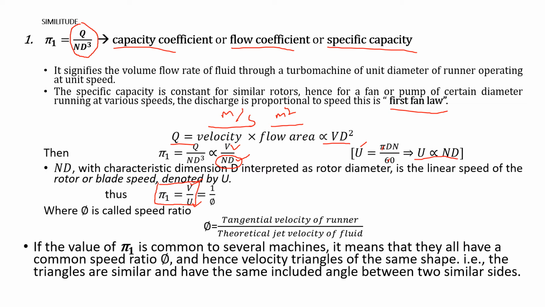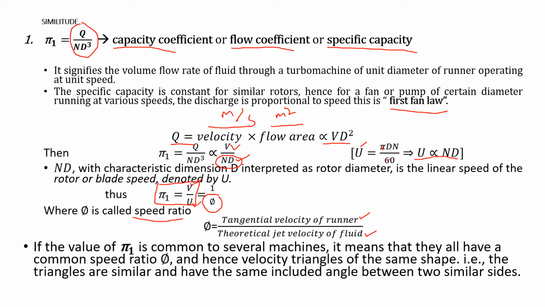This ratio we name by the Greek symbol pi, where pi is called the speed ratio. What is this? It is U by V. So I have inverted this. Actually pi is U by V. What is U? U is the tangential velocity of the runner. And what is V? V is the theoretical jet velocity of the fluid.